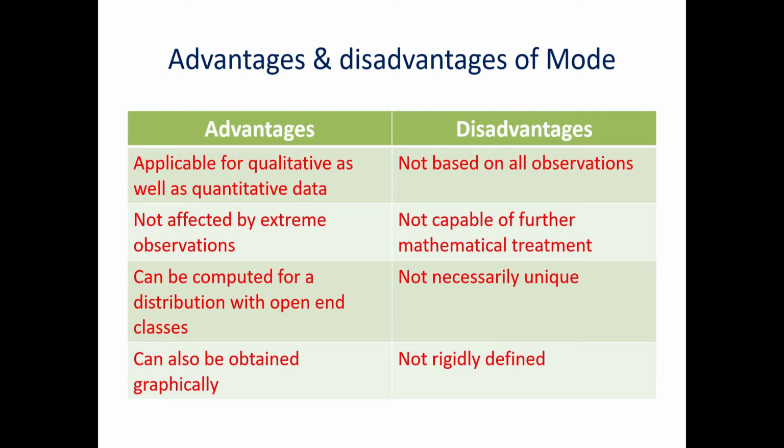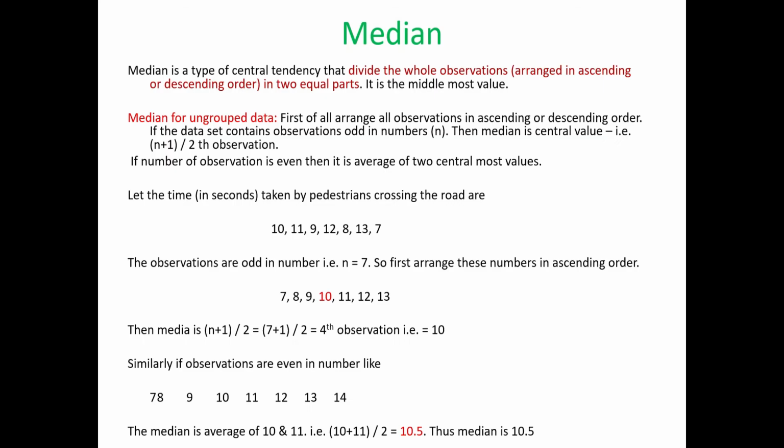You can also calculate by graphically. There is no mathematical formula required. Simply put in a graph and you can get it. Disadvantage is not based on all observation, not capable of further mathematical treatment, not necessarily unique, and not rigidly defined. These are the disadvantages of mode.